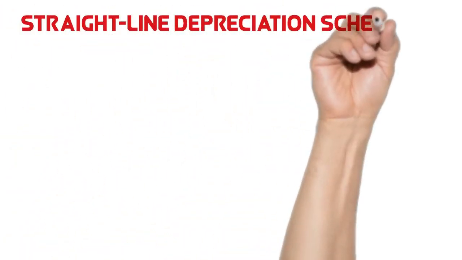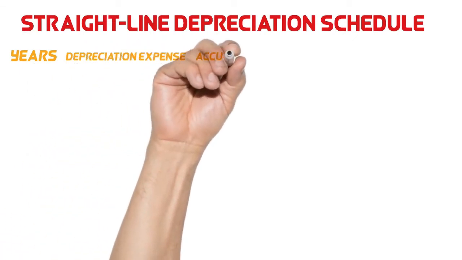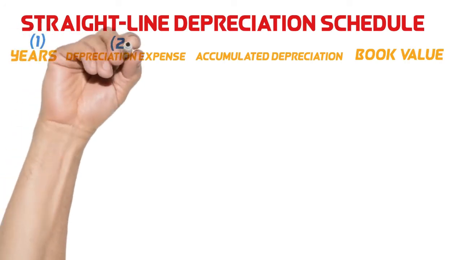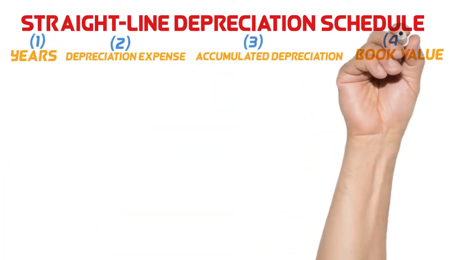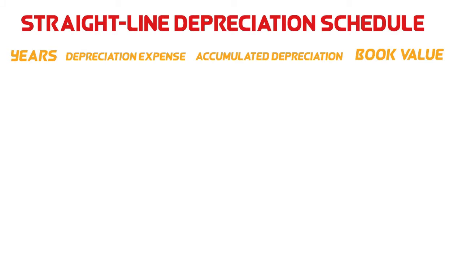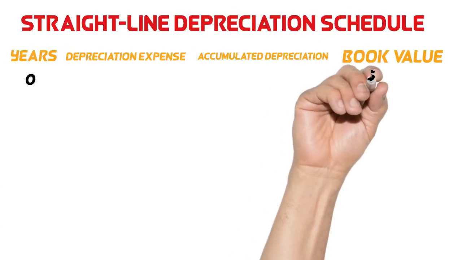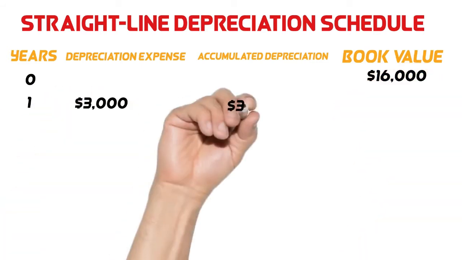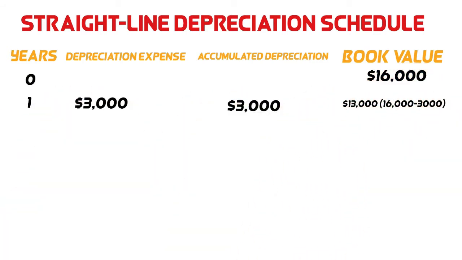Now I am going to explain the straight line depreciation schedule to you. In the depreciation schedule, there must be 4 columns. First one is the year, second is the depreciation expense, third is accumulated depreciation, and fourth is book value. As per our previous calculations, we have got $3,000 depreciation expense for each year. In the beginning of the year, the book value of the asset is equal to $16,000. In year 1, depreciation expense will be $3,000 and accumulated depreciation is also $3,000. But the book value becomes $13,000.